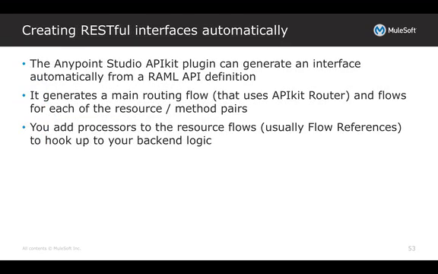So to create RESTful interfaces automatically, rather than previously as we did manually, the Anypoint Studio API Kit plugin can generate an interface automatically from a YAML API definition that we provide. It'll generate a main routing flow where all requests can come in, and then a flow for each resource and method pair that main flow can route to. You can then add processors to the resource flows. Often you'll do something called flow references, which will call into some form of backend logic.